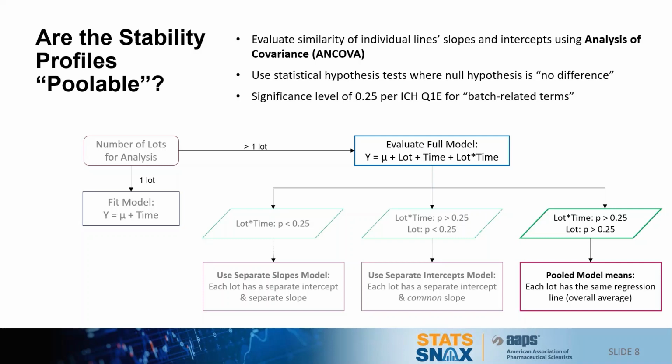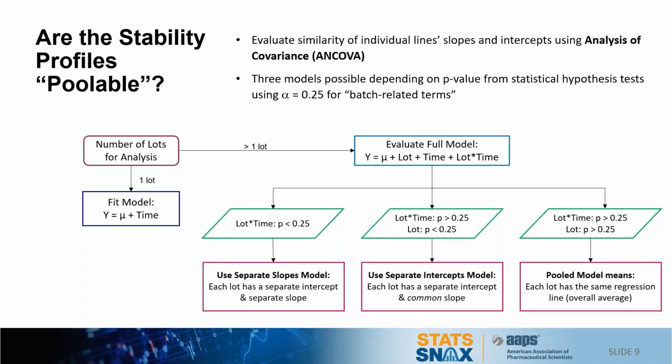If both hypothesis tests return results of no evidence of a difference, in other words, the p-values for both batch-related terms are greater than 0.25, then we consider the lots poolable and fit a common regression line. This means that statistically, one line is sufficient to predict the mean for all the lots in the dataset. So in the end, 3 models are possible, depending on the outcome of the stepwise model reduction based on hypothesis testing of the batch-related terms using alpha of 0.25. There is no model that fits separate slopes with a common intercept because the lot term should be retained if the lot times time term remains in the model.